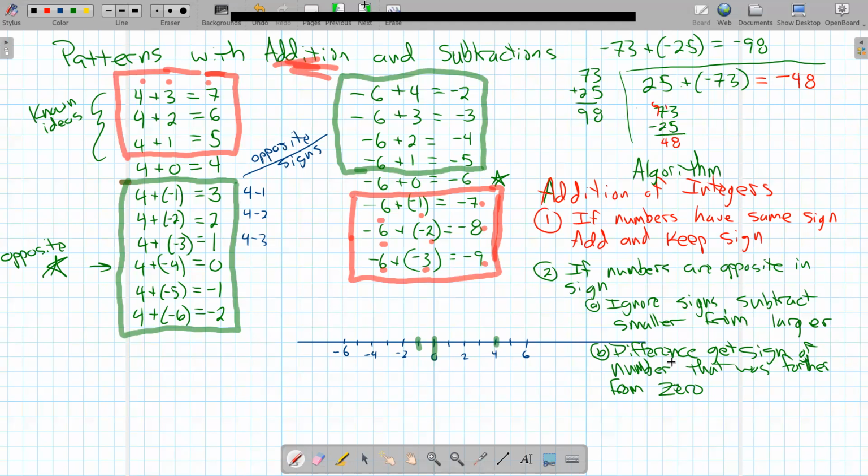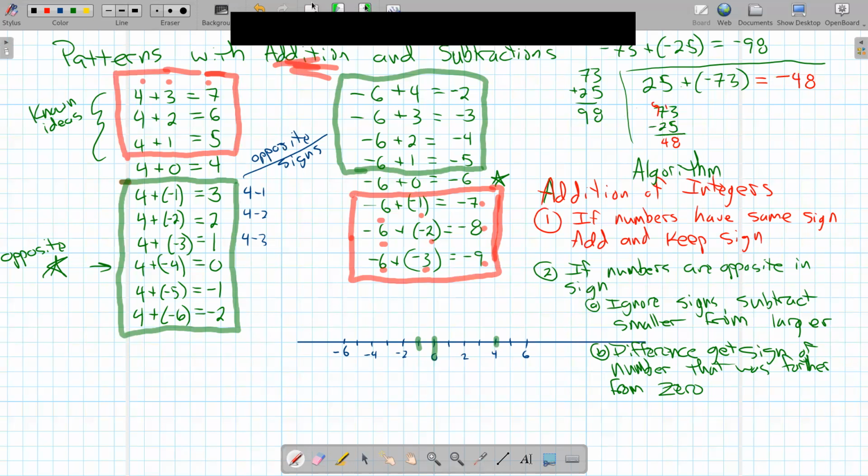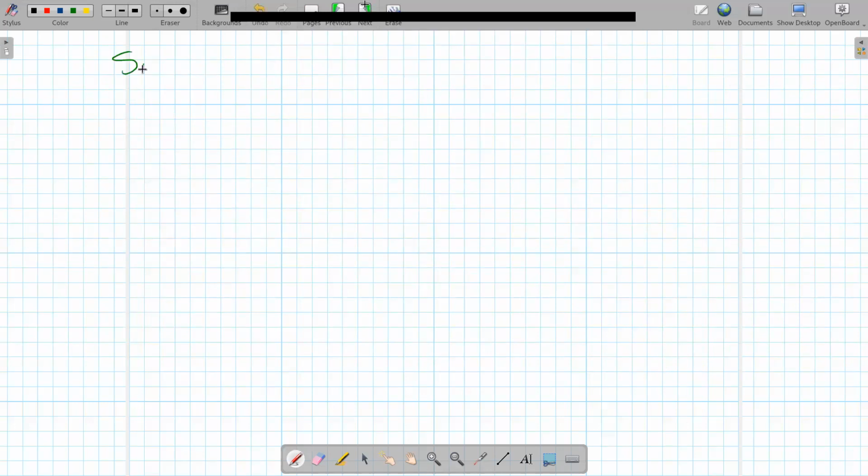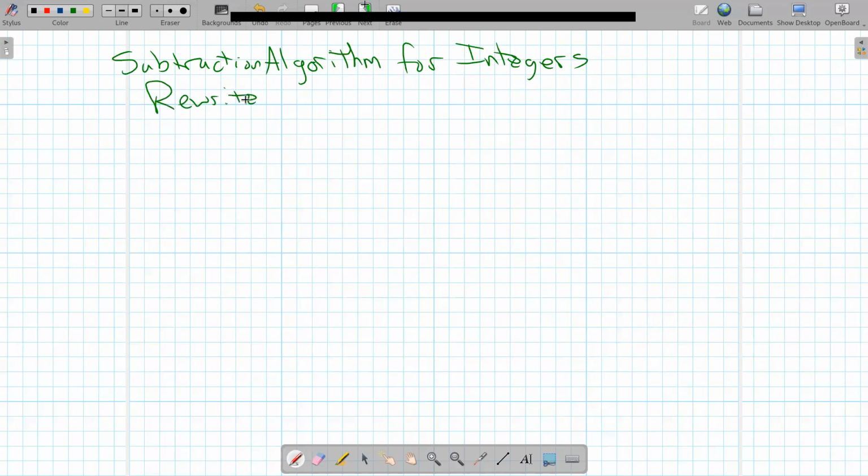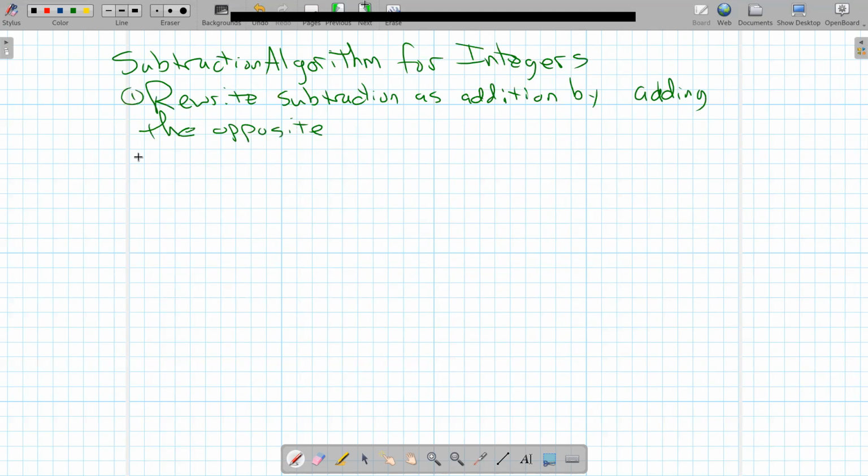What's the subtraction algorithm? The subtraction algorithm is kind of easier, and it kind of involves this. So let's just do that and be done for the moment. Subtraction algorithm for integers is to rewrite subtraction as addition. How do we do that? As addition by adding the opposite. That's step one. Step two is follow the addition rules.